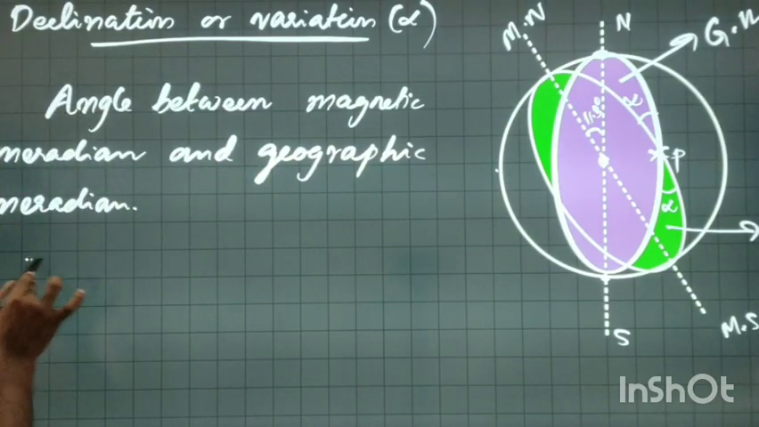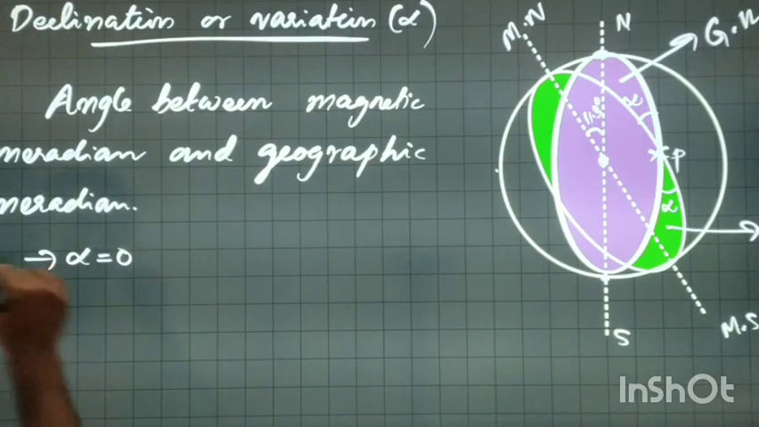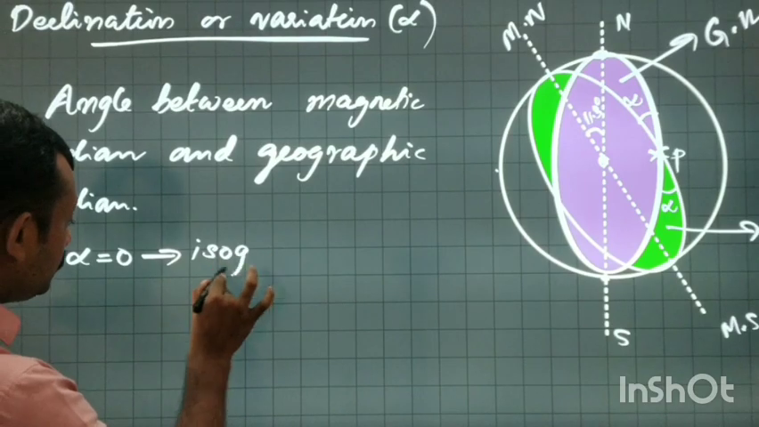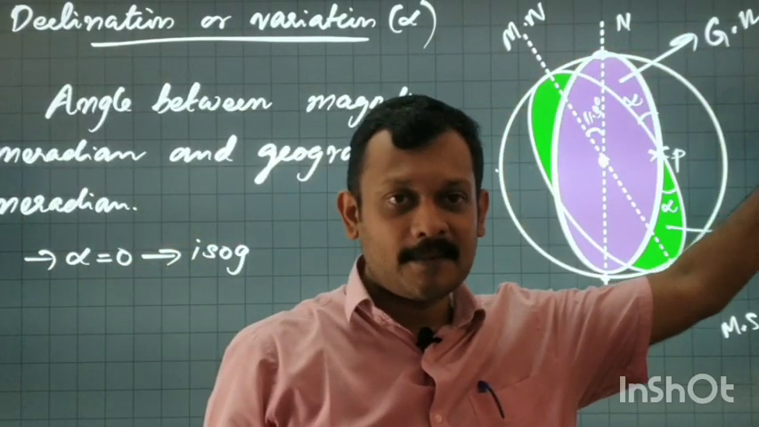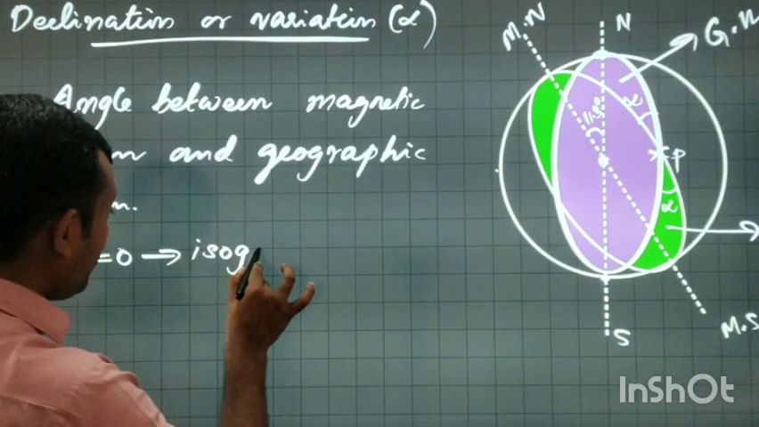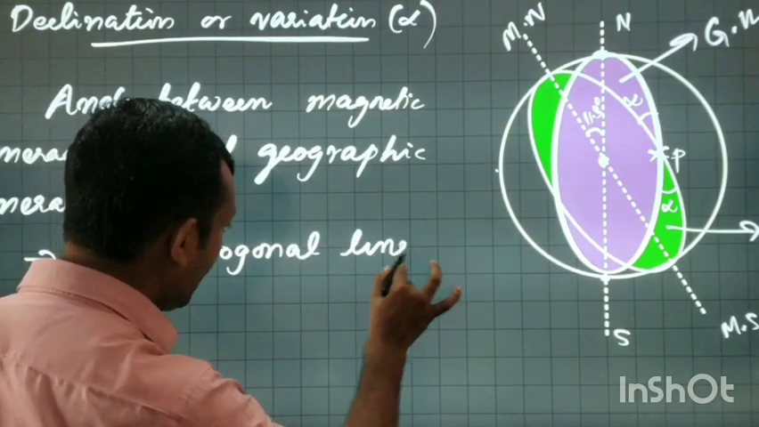Now, there are certain places where alpha is equal to 0. Such places are the lines where the geographic meridian and magnetic meridian coincide. So lines where the geographic and magnetic meridian coincide are called isogonal lines.